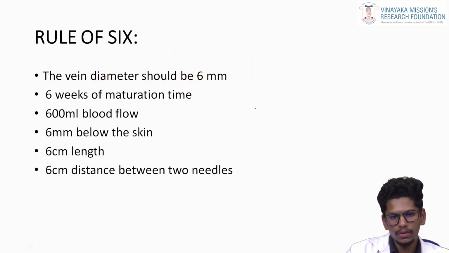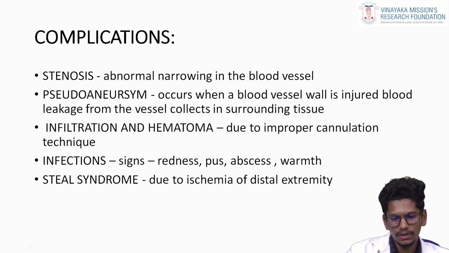Next we are going to see the rule of 6. In the rule of 6, there are 6 main points: the vein diameter should be 6 mm, 6 weeks of maturation time, 600 ml/min of blood flow, 6 mm below the skin, 6 cm length, and 6 cm distance between two needles. Now we are going to see the complications.